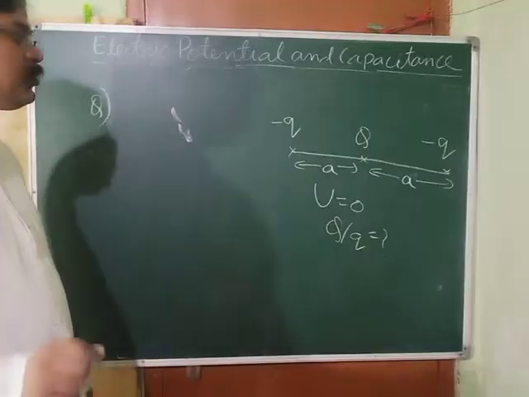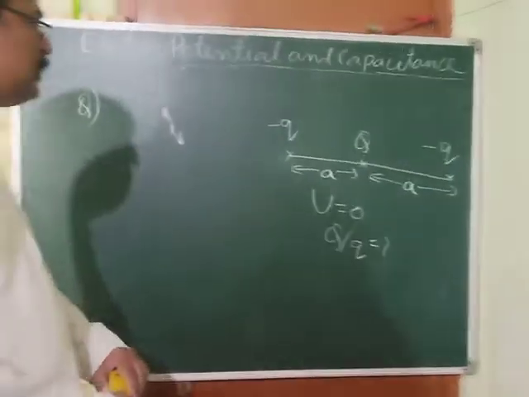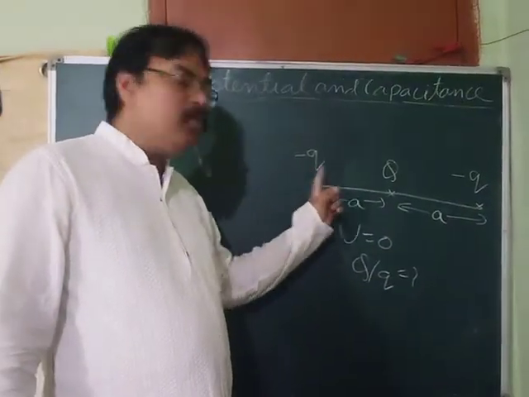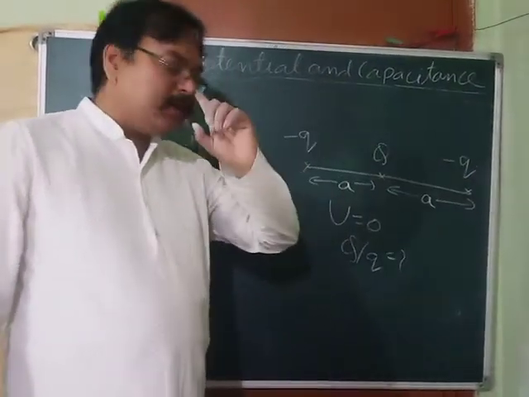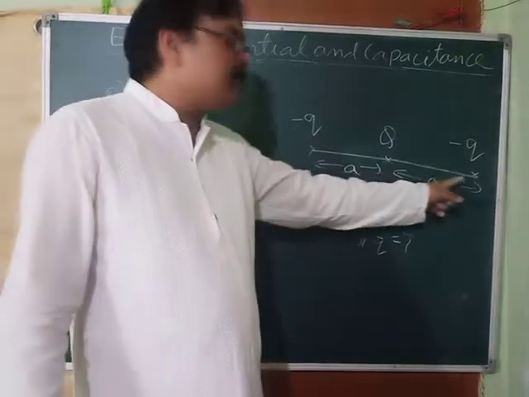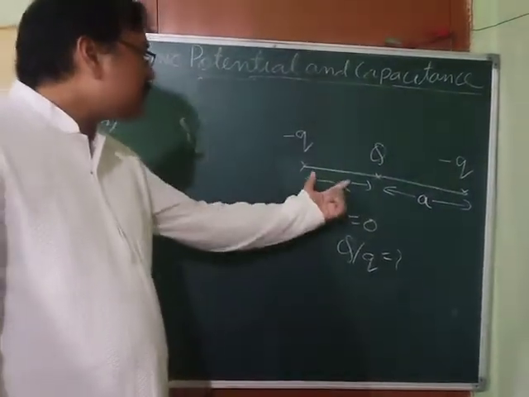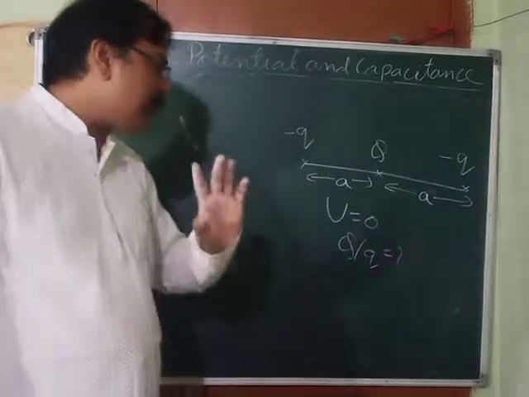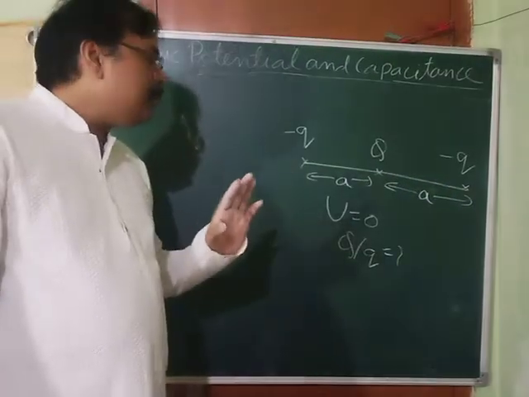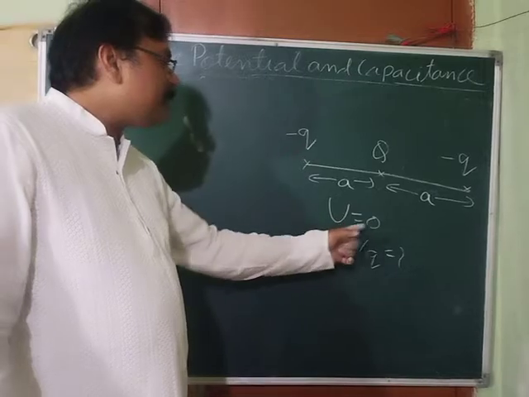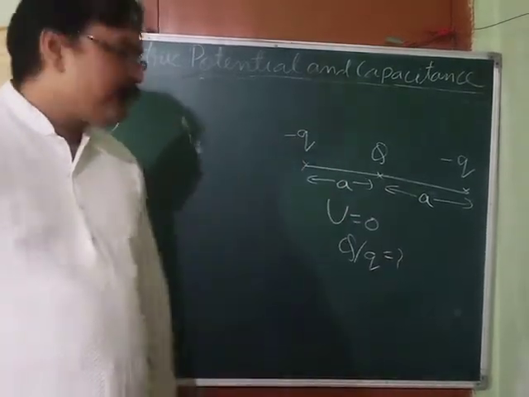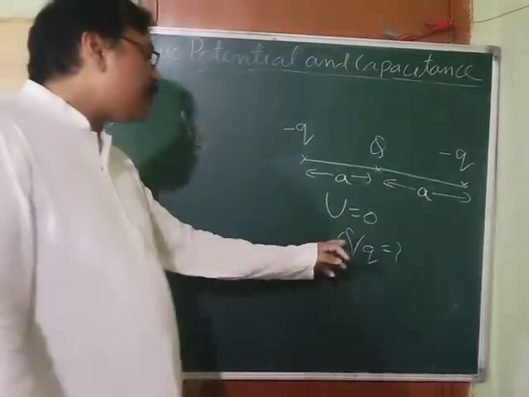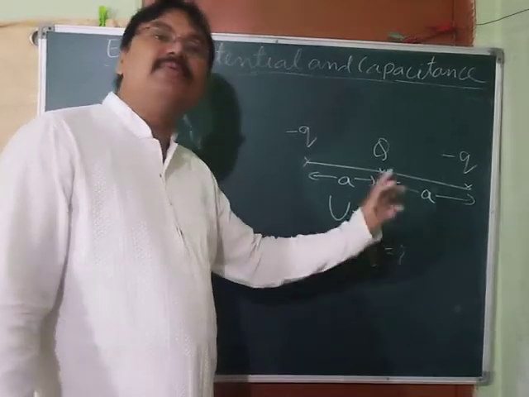Now let us take a question. Take up a question. Okay. See, there are three charges, minus small q, plus capital Q, minus small q. Okay, and they are placed along the same straight line, so that the separation between them is the same. See, here the distance is a, here also the distance is a. Now what is given in the question is that the potential energy of the system is 0. And what we have to find out is capital Q by small q. This ratio we have to find out.